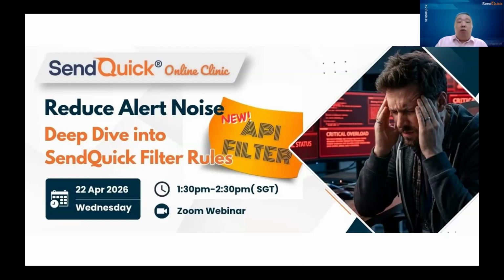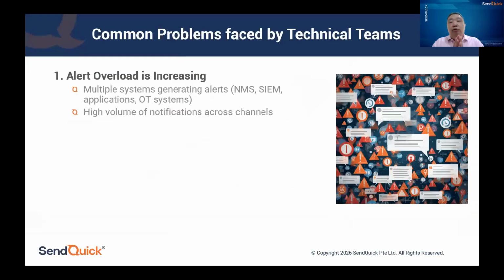All right. Okay, so why filter rules? These are common issues faced by technical teams most of the time. There are too many systems these days. There are so many alerts, right? It's overload. If you have many systems, does that mean each system needs its own notification configuration, or can you do it in one system? This is why SendQuick is a very good solution where you can connect to many systems. You don't need multiple notification systems because it's going to handle the high volume across channels.